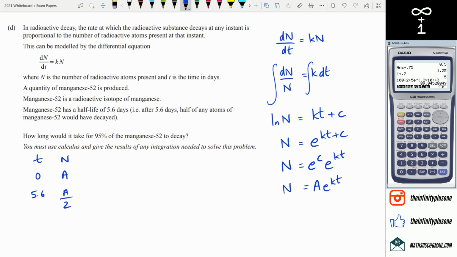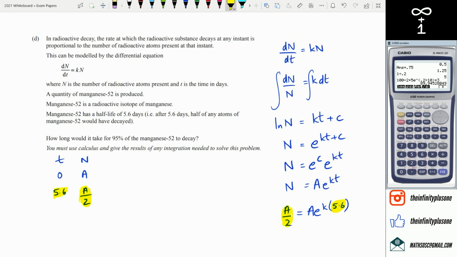Like, we don't know how much it is. So that's why we leave it as A and A over 2. So based on that, I can actually rewrite this equation as A over 2 equals Ae^(k times 5.6). I hope that makes sense, because all I've done here is taken t equal to 5.6, and if t is equal to 5.6, then n is equal to A over 2.